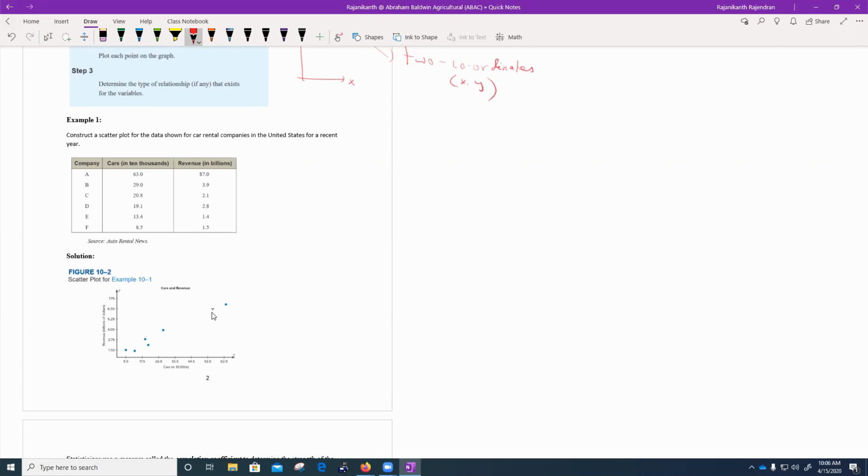So look at this data set. This is the given data set. So there are a lot of companies, 1, 2, 3, 4, 5, 6. There are 6 companies. The production numbers of cars and the revenue are given in the table. So now we are going to look at, is there any relationship among these companies, right? With the production and the revenue.